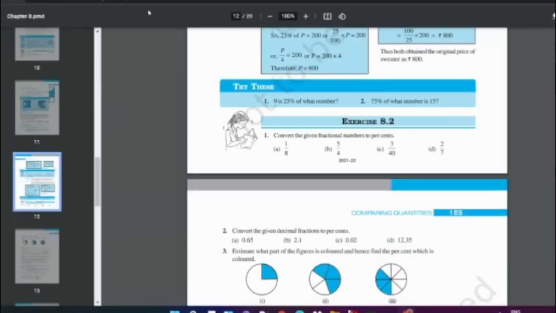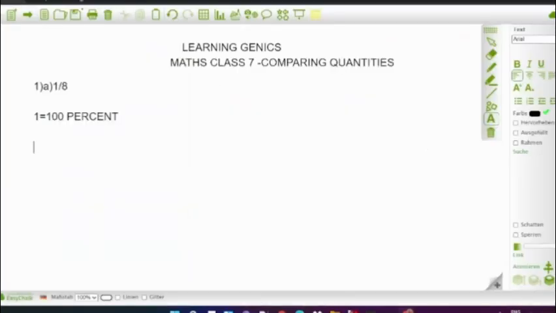So the first question states, convert the given fractional numbers to percents. Now, these are fractional values. Whenever you see this dash sign, that means they are in fractions. Fractions can be converted into decimals, ratios, and many more things. Now what we have to do is convert them into percents.